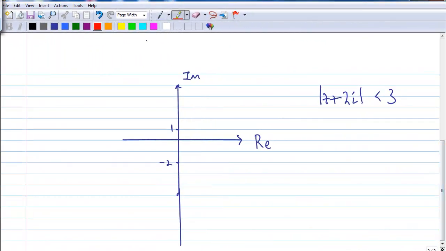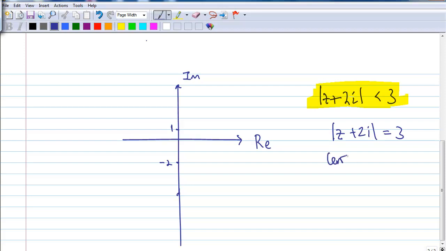Now let's take a look at another inequality. Modulus of z plus 2i less than 3. Now, how will I do this? How will I draw this locus? First of all, I'll tell myself, now, how does this one look like? Modulus z plus 2i equals to 3. Now this is going to be a circle. It's going to be a circle.